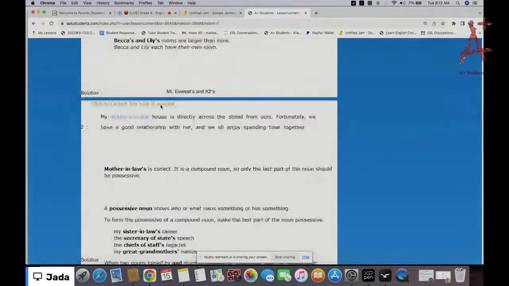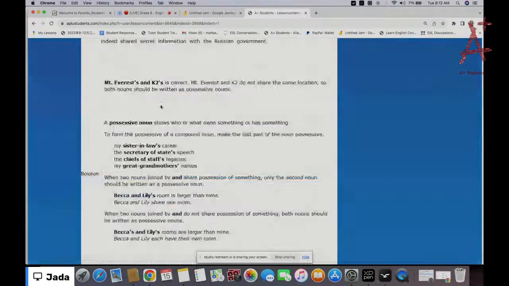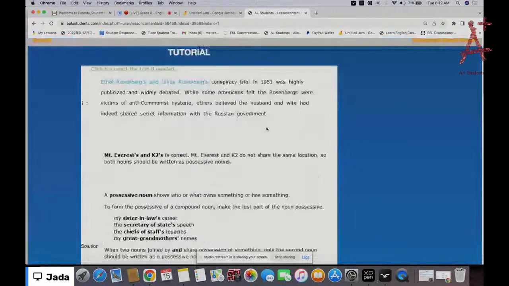So Ethel Rosenberg's and Julius Rosenberg's conspiracy trial in 1951 was highly publicized and widely debated. While some Americans felt that Rosenbergs were victims of anti-communist harassment, others believed the husband and wife had indeed shared secret information with the Russian government. So Americans believe that they were victims of anti-communists.